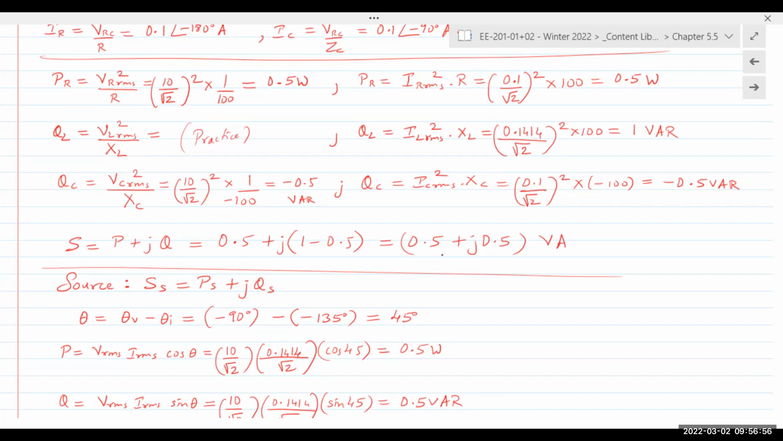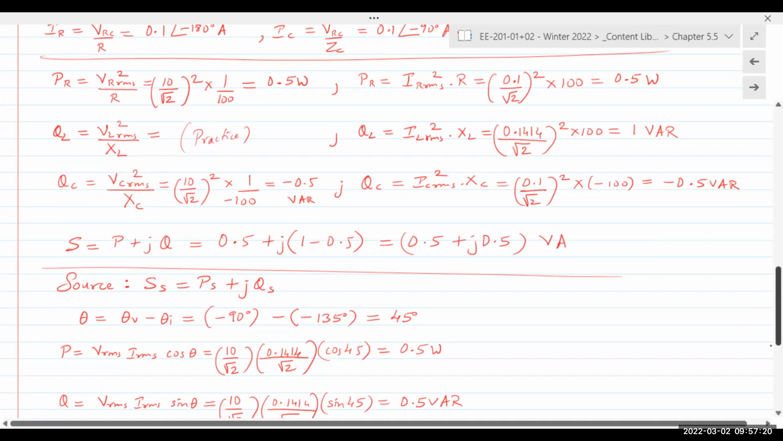Because without the capacitor, the source would have to supply 1 VAR, meaning it's a high reactive power, meaning Q is large. So if Q is large, the angle is large. I apply the capacitor in the opposite direction, and so my angle is now reduced. Make sense? Right?